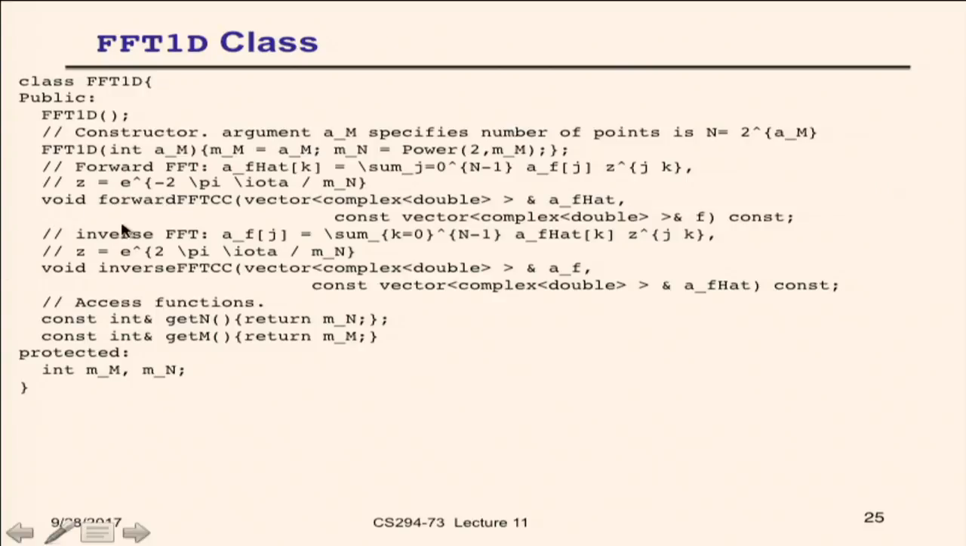You have a member function that is the forward FFT from complex to complex. You have a member function that's the inverse FFT from complex to complex. And then you have access functions. Tell me what m is. Tell me what the number of points are. And then the only member data I have are m and n.